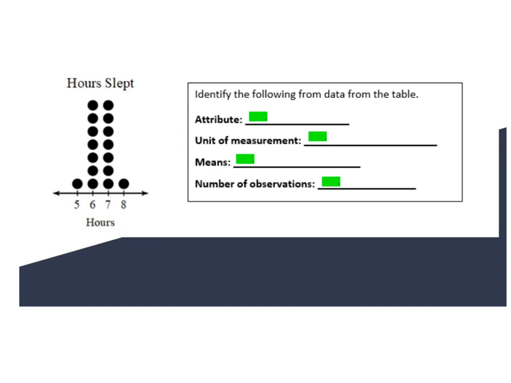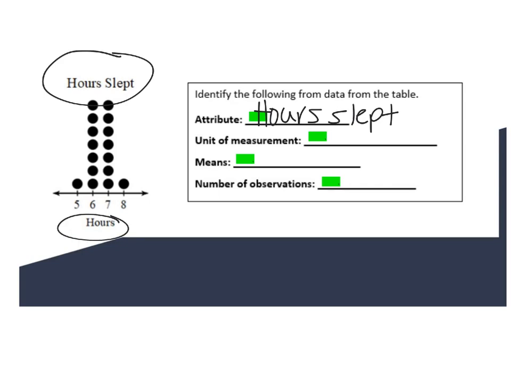So the attribute, what is being recorded here, that would be the hours slept. The unit of measurement, so what units were they using to measure this, and that would be hours. This is very similar to the last one. What did they use to measure it? What are the means? And we don't know exactly, but I would say probably a clock or a timer.